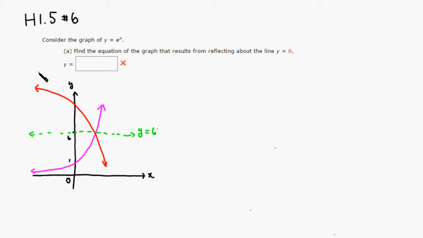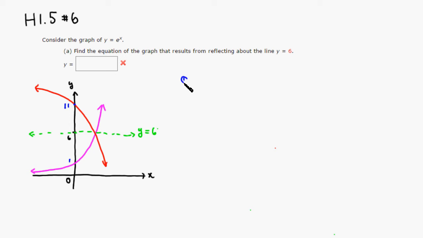First thing we would do is a reflection. Using the symmetry, between 6 and 1, this is 5, so you go up 5. This is going to be 6 plus 5, so it's 11 right here. So you would have to do a couple of transformations.